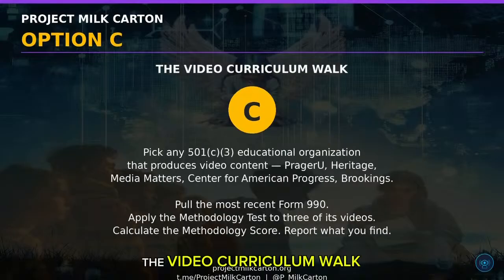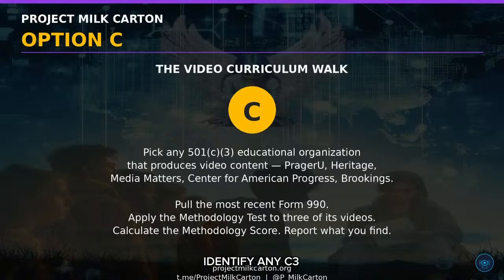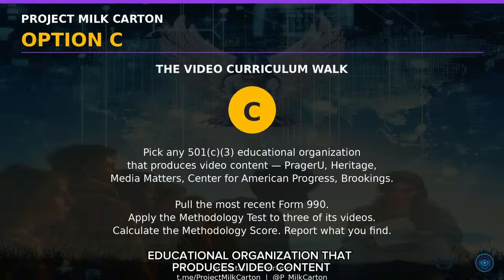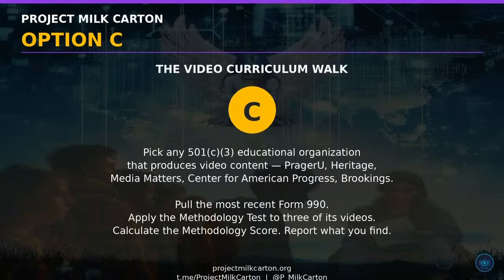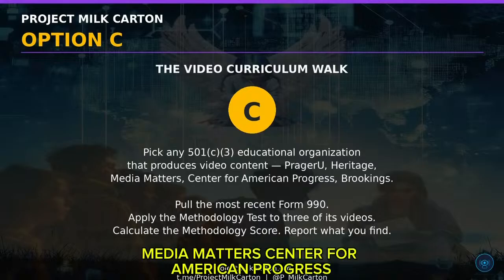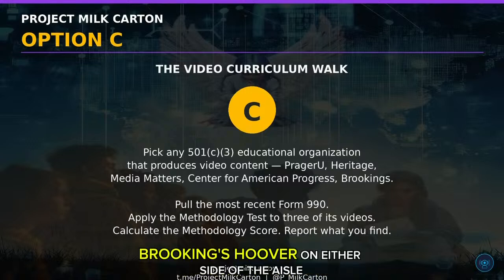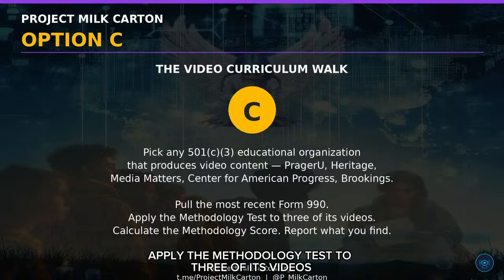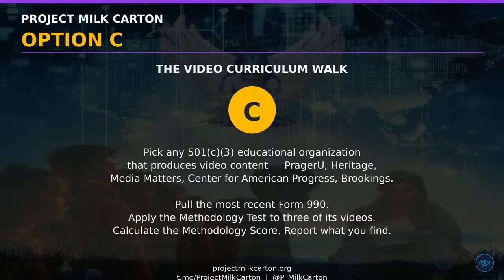Option C. The video curriculum walk. Identify any C3 educational organization that produces video content: PragerU, Heritage Foundation, Media Matters, Center for American Progress, Brookings, Hoover. On either side of the aisle, apply the methodology test to 3 of its videos. Calculate the score, report what you find, honestly in both directions.